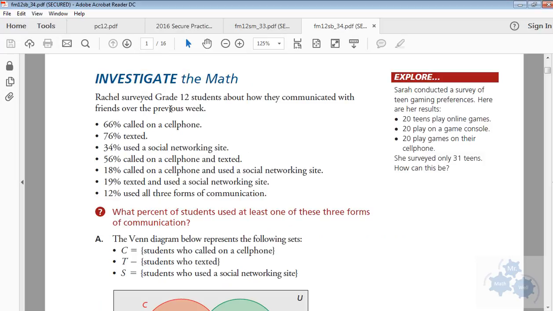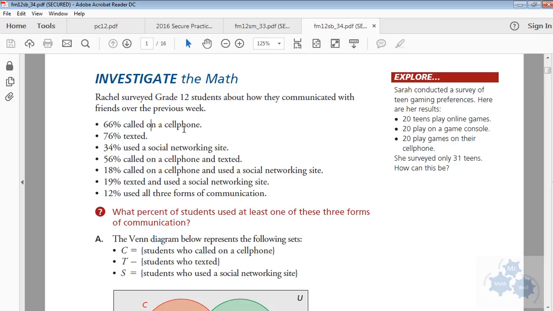It says Rachel surveyed grade 12 students about how they communicated with friends over the previous week, and we're talking about percents here, which we haven't talked about before. But percent means per 100, so it doesn't matter actually how many students were interviewed. If you see a percent, you can assume that this is 66 out of 100. So when we're doing our Venn diagram with percents, you can just assume the universal set contains 100 elements. You'll see as we move through this question.